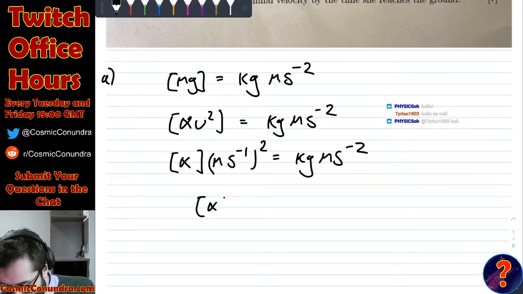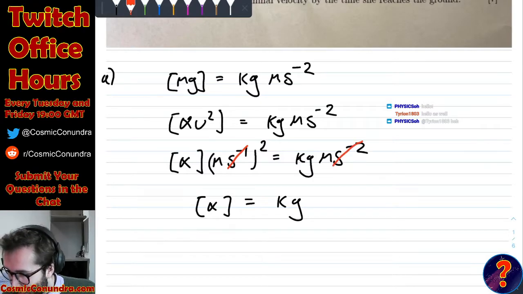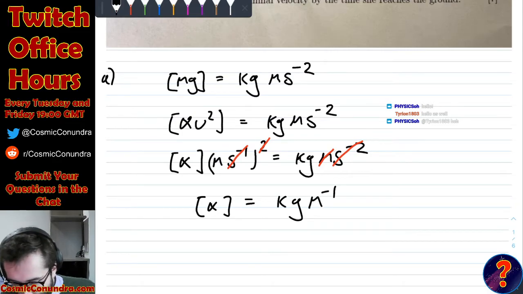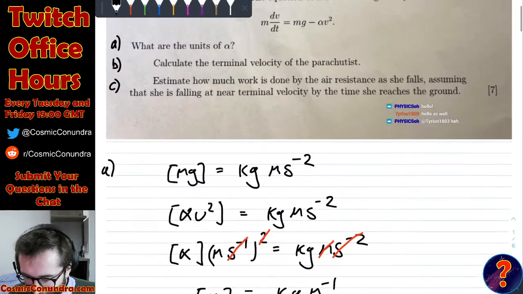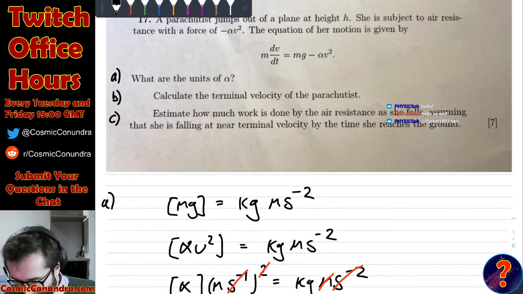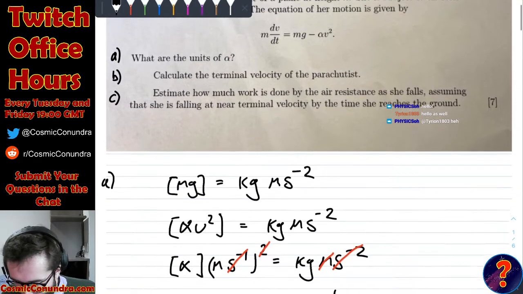So we can rearrange this equation quite straightforwardly, and we end up getting, well, let's see what we get. We get a cancellation of the per second squareds here, and we get a cancellation of this mass and of one of these masses here. So we just end up with an m on the left-hand side. So the units of alpha are kilograms per meter. Okay, so that was fairly straightforward. Part B is where it gets a little more tricky. Well, part B is also okay. C is where it gets really tricky, but let's look at B.